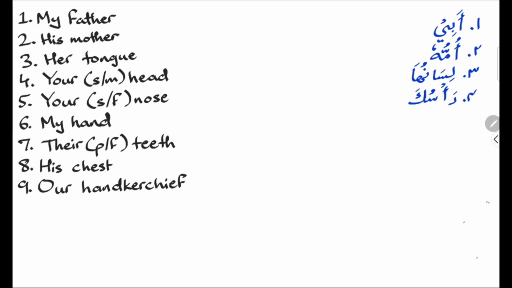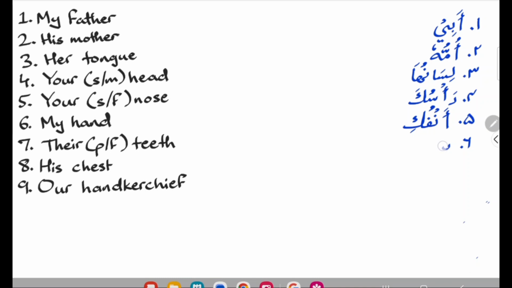Number 5 is your singular female nose. Nose in Arabic is anfun. Add anf to you singular female, which is ki, and you get anfuki. Anfuki. Number 6. My hand. Hand in Arabic is yad. My, just as it came in the first sentence, is yi or ni. So yadi.